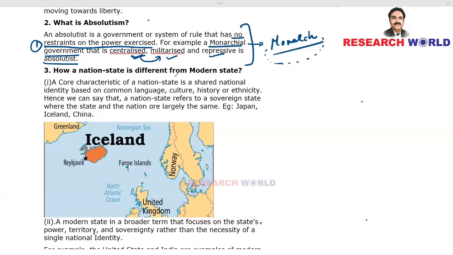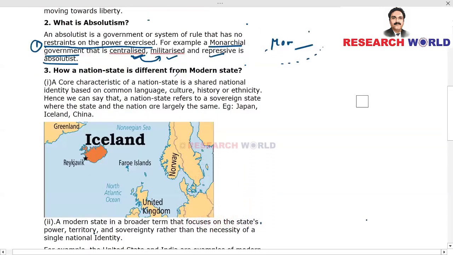Okay, dear students, now we have got the next question. That would be, what is absolutism?